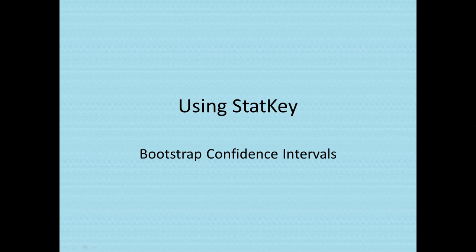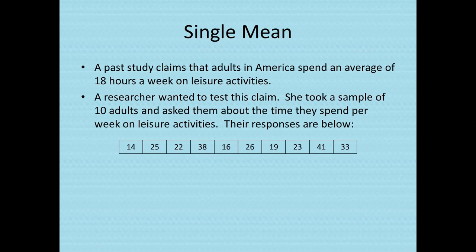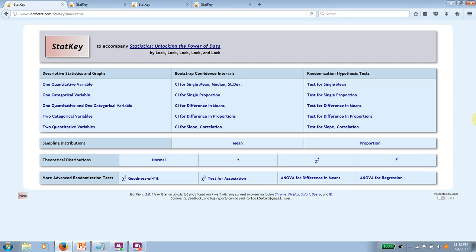The purpose of this video is to run through the types of Bootstrap confidence intervals that you'll have to construct using StatKey. The first type is a single mean, and this example is clearly that scenario. The word average is in the first bullet point. This is a quantitative variable, and there's only one sample, not two, so single mean, not difference in means. So if we want to construct a Bootstrap confidence interval for a single mean, there's the correct option right there.